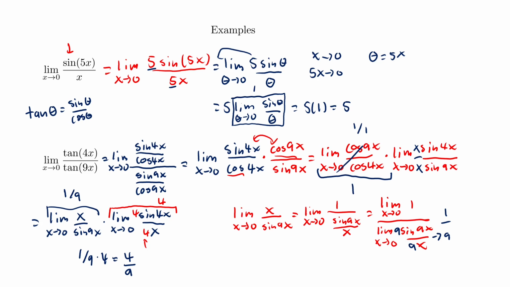Again, this was a little bit more of a complicated example, but with those little extra tools, knowing that the limit of sine theta over theta is equal to 1, we can expand our toolbox to be able to solve these more complicated trigonometric limits.